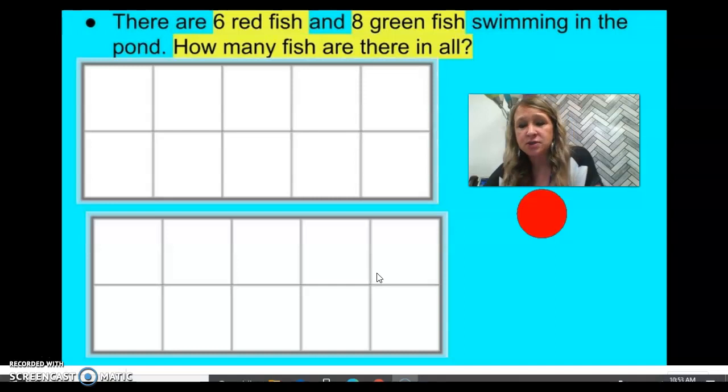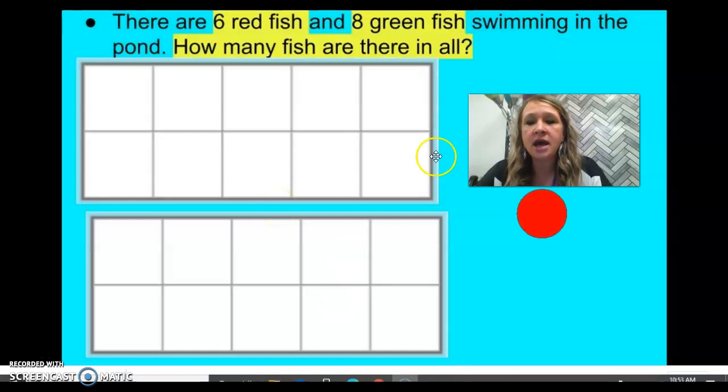So now we are going to do some practice problems together. All right, so I have this problem. It says there are 6 red fish and 8 green fish swimming in the pond. How many fish are there in all? Let me read that again. There are 6 red fish and 8 green fish swimming in the pond. How many fish are there in all? So I've highlighted the important parts of this question. It's asking how many fish there are in all, so that means we are joining these fish together.